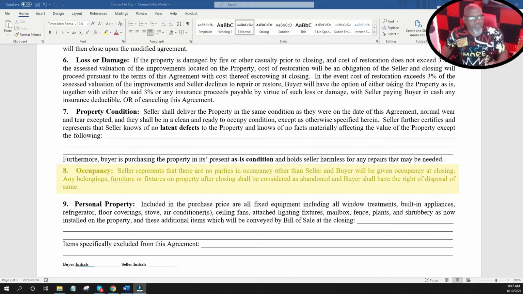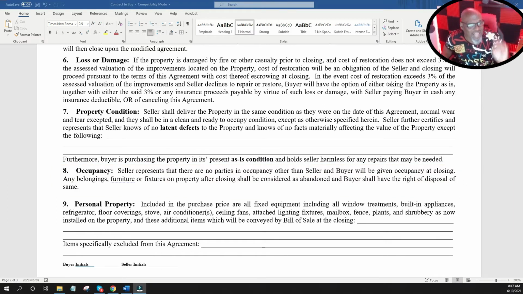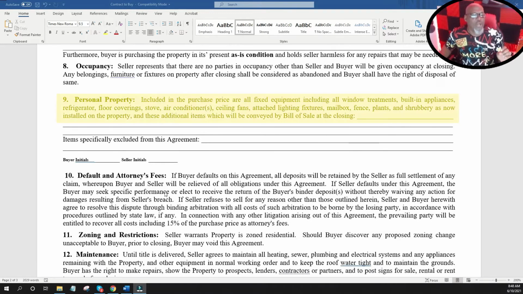Number 8, occupancy. The seller represents that there are no parties in the property at the time of closing. In other words, the seller has to be moved out of the property, and at the time of closing, you have to have access to prove and or get copies of keys at closing, stating that the property is now vacant.